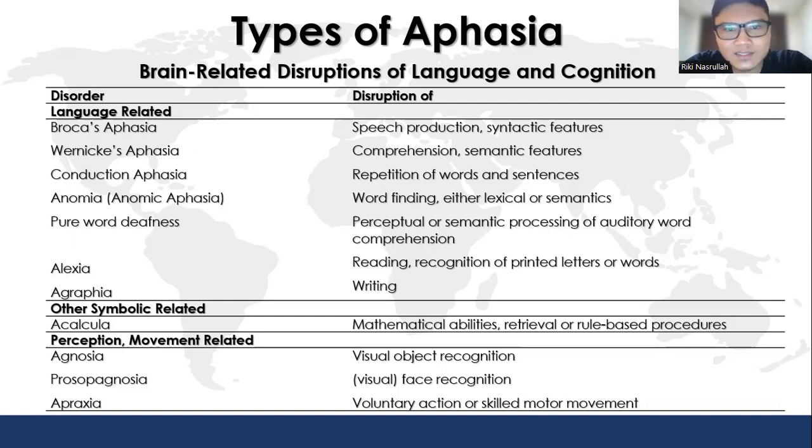Next, pure word deafness is a disruption of perceptual or semantic processing of auditory word comprehension. Alexia is related with reading, recognition of printed letters or words. Agraphia is related with writing. Among other symbolic disorders, there is acalculia. Acalculia is related with mathematical abilities, retrieval or rule-based procedures. Then perception and movement related: there is agnosia. Agnosia is disruption of visual object recognition. Prosopagnosia is the disruption of visual face recognition, and the last is apraxia. Apraxia is disruption of voluntary action or skill, motor movement.